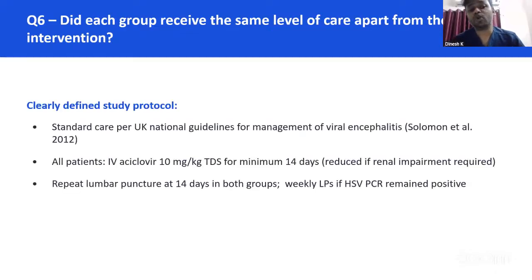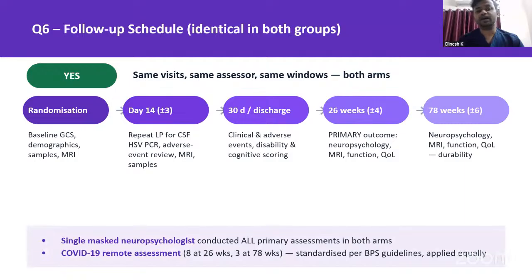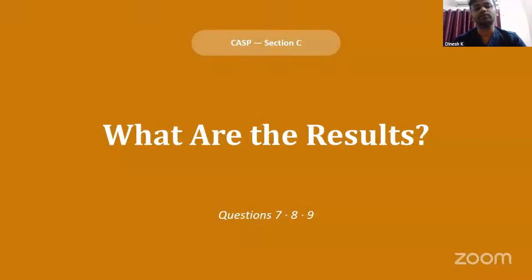Did each group receive the same level of care apart from the dexamethasone? Yes, they had a clearly defined protocol as per the UK national guidance for the management of viral encephalitis. They strictly followed the management of viral encephalitis as per the UK national guidelines. And not only the management, even the follow-up schedule was the same between the two groups. Baseline, randomization, and then the parameters checked at day 14, 30, 26 weeks, and 78 weeks. The same visit, same assessor, same window were equal in both arms. Basically, the follow-up schedules were the same.